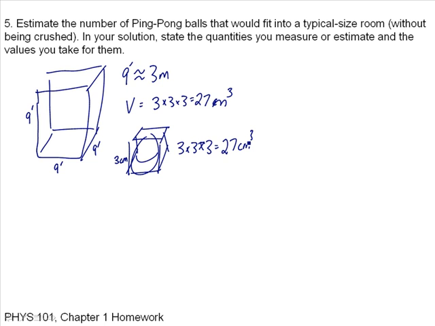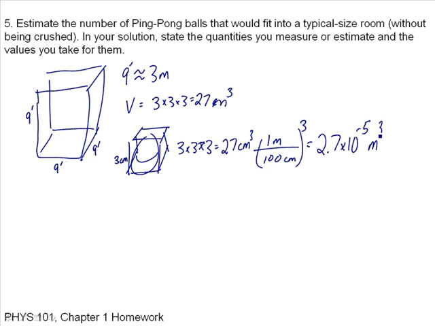So now I want to convert this to cubic meters. So I know in 1 meter there are 100 centimeters. I have to cube that. So that tells me that there are 2.7 times 10 to the minus 5 cubic meters in a 3 by 3 by 3 centimeter cube.